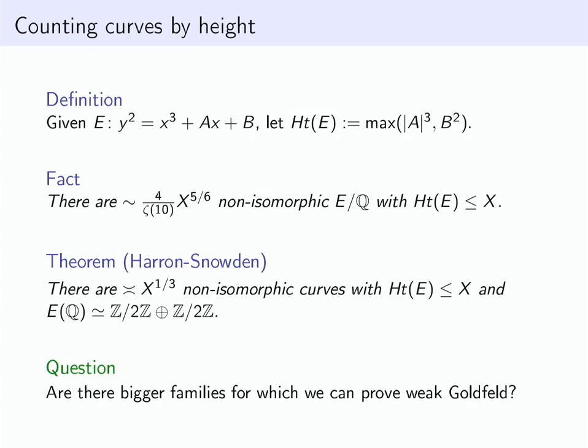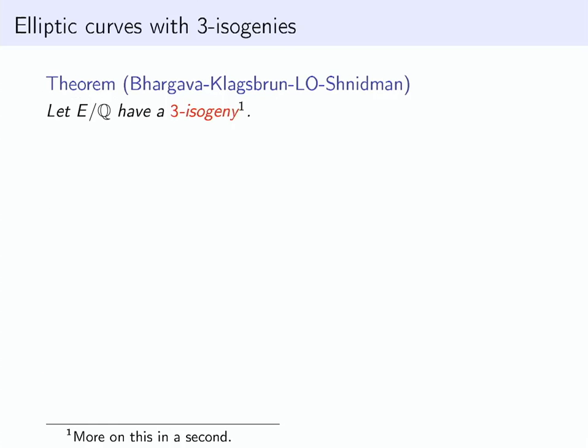They were able to get asymptotics in some new cases, in particular for, say, 3 torsion. They get an actual asymptotic. But anyway, the question is, again, are there some bigger families for which we can prove a result of this type? And that is the structure of our work. So let E be an elliptic curve with a 3 isogeny, which, if you're not familiar with the terminology, I'll make precise in a second.